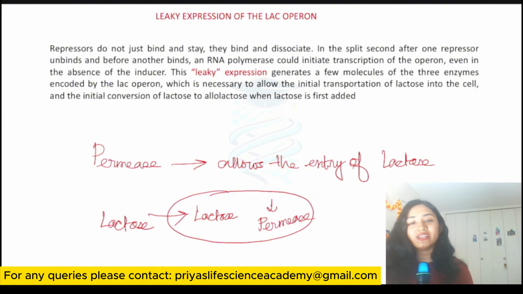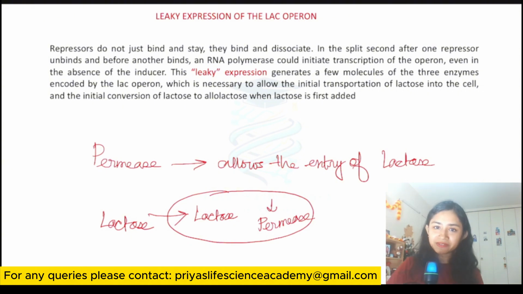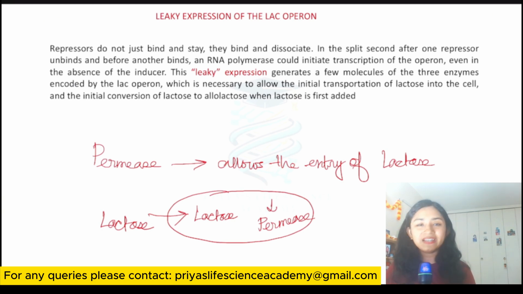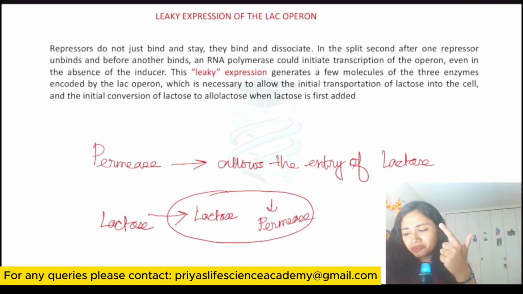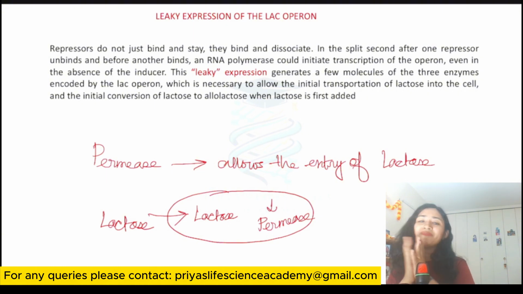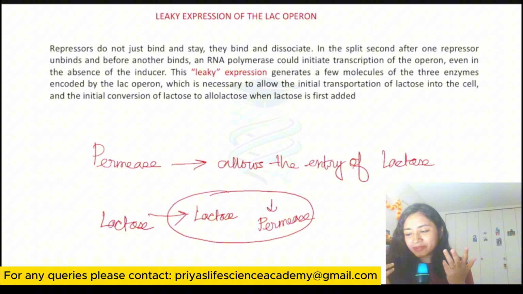This is known as the leaky expression, and this is very important because you may wonder that ma'am is saying that permease is needed for lactose to enter, and again I'm saying that without lactose permease can't be made. But how is the first lactose incorporated? Can you understand the point that permease is needed for entry of the lactose, and I'm saying if lactose, the main inducer, is not present, the permease can't be made? So how is this happening? The answer is hidden in the split second.